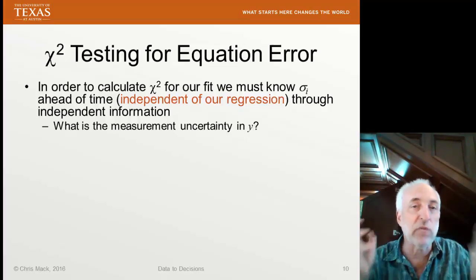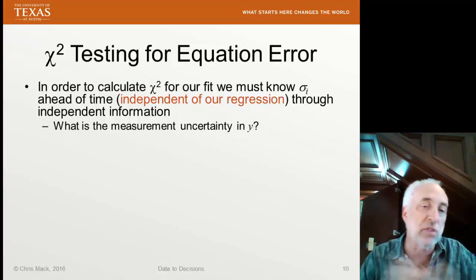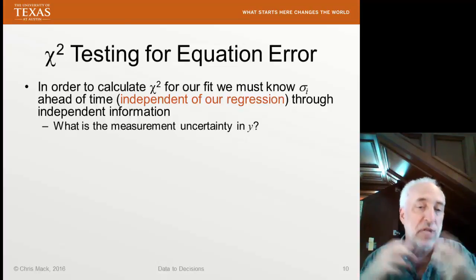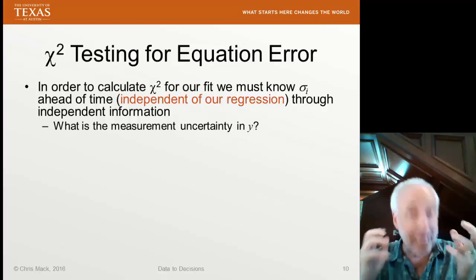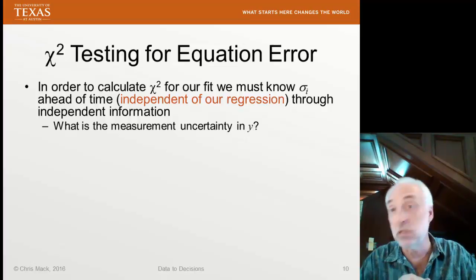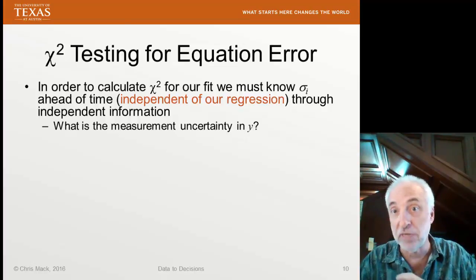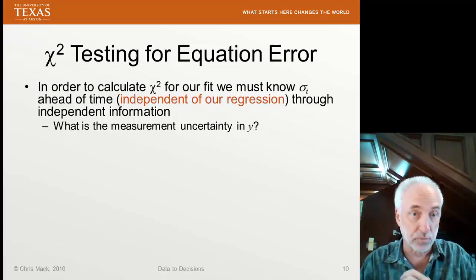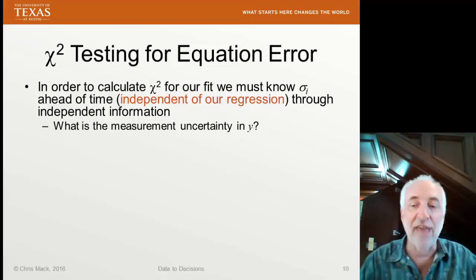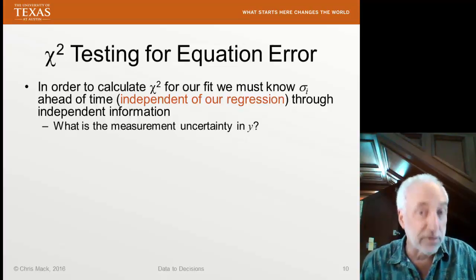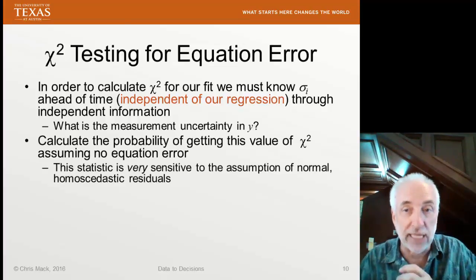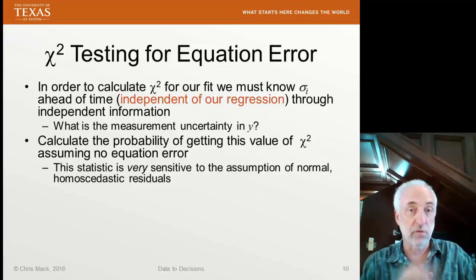So a priori, we know something about our measurement technique. We know something about our samples, and we have an understanding that if we make measurements, we get a certain level of uncertainty in those measurements, sigma i. We have to know that ahead of time. But let's assume we do. Let's assume we have that knowledge, we have that information ahead of time. Then we can calculate what chi-square is for our data set.